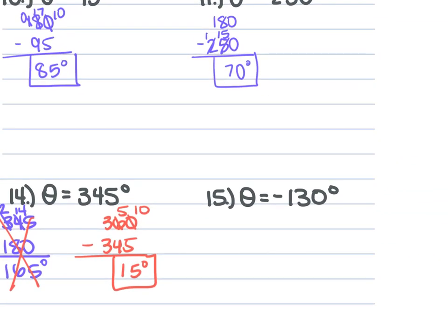For 15, we have negative 130 degrees. So again, we're going to start with the 180, subtract the 130 from it, or we could have done negative 130 plus 180. We're going to get the same answer. So the zeros stay 0. 8 minus 3 is 5. 1 minus 1 is 0. So 50 degrees is a positive acute angle. We'll keep that.